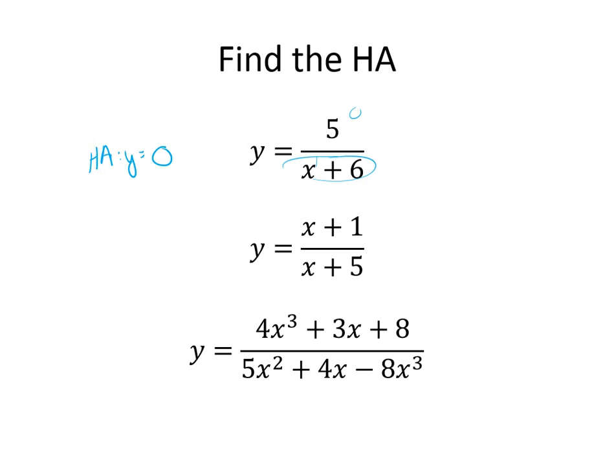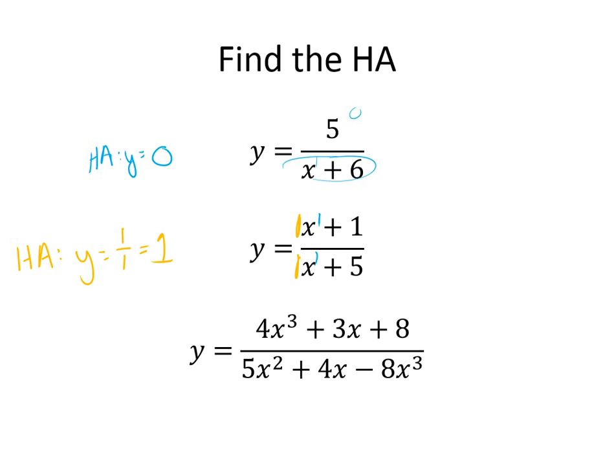Now, if we look at the next one, the degree of the top, the largest one, is 1, and the degree of the bottom is also 1. Since they have the same degree, we take what's called their leading coefficients. So you're going to be looking at the numbers out front of each of these variables. So this would be 1 and 1. Your horizontal asymptote for this one would be y equals 1 over 1, which is 1. So your horizontal asymptote in this case would be at y equals 1 because the degrees are equal, and then you take the coefficients out front.